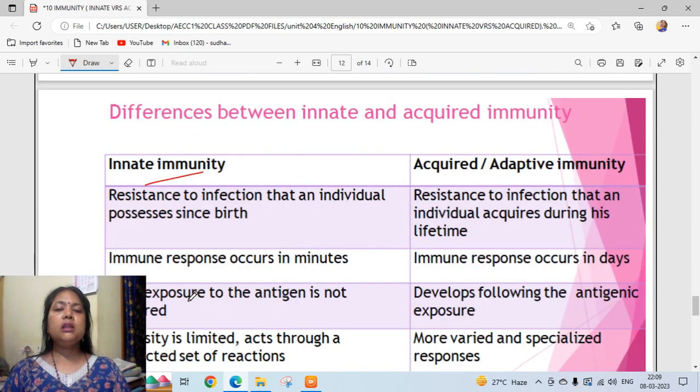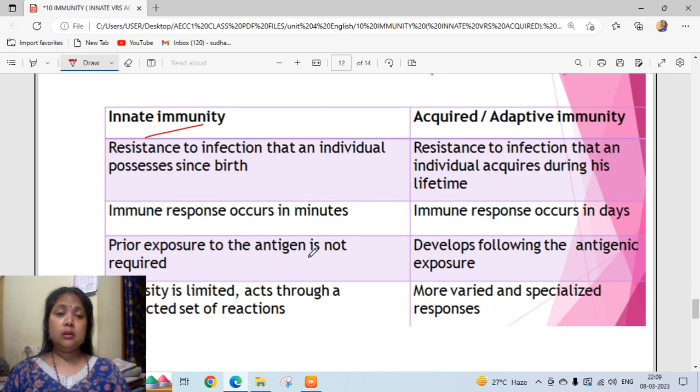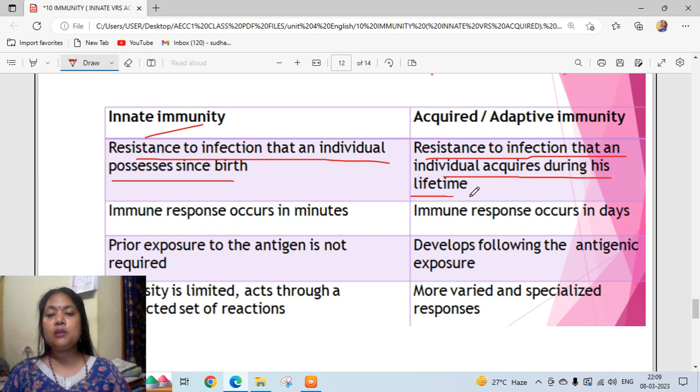Okay. Then let us study the difference with a table. On the left side is innate immunity, on the right side acquired or adaptive immunity, so that your concept will be more clear. Innate immunity is the resistance to infection that an individual possesses since birth. In contrast, acquired immunity is the resistance to infection that an individual acquires during his lifetime.